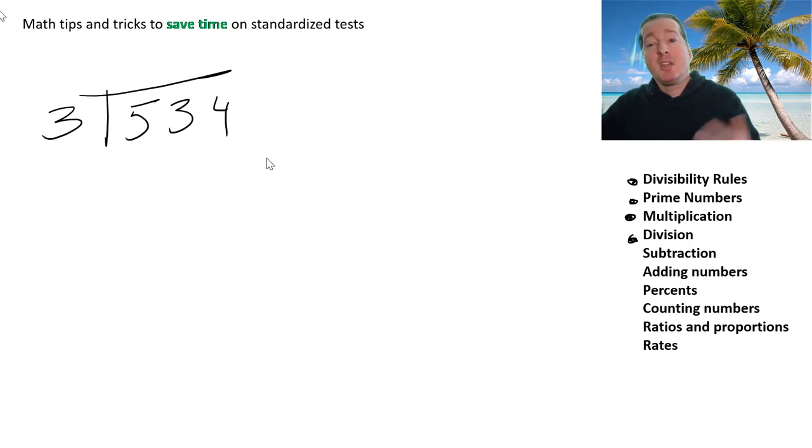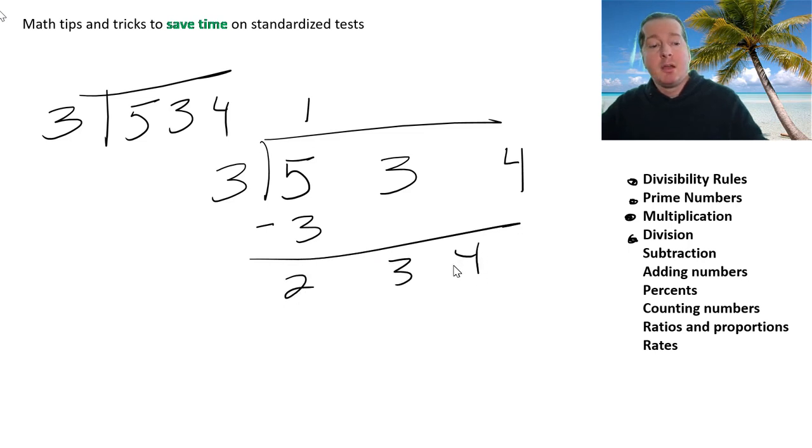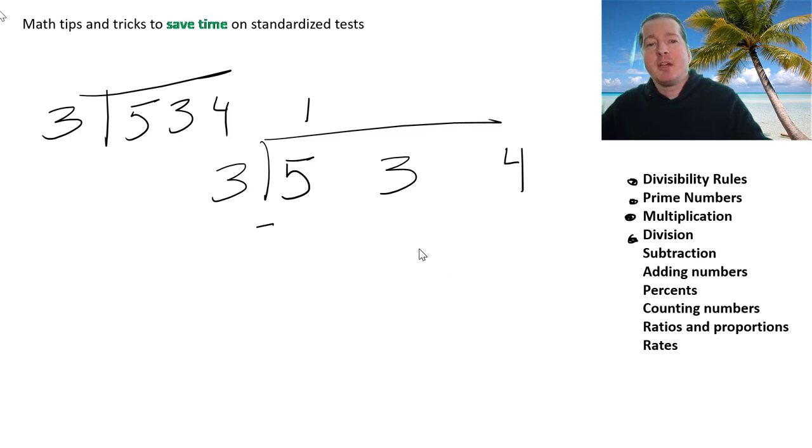One way to do this, which some people would find a little bit of a time saver, is if I took the 534 and spaced it out, 5, 3, 4, and divided by 3. Let's see, 3 goes into 5 once. What you would normally do is subtract the 3, so you get 234, and so on. But that takes up a lot of space, right? That's the thing, it takes up a lot of space.